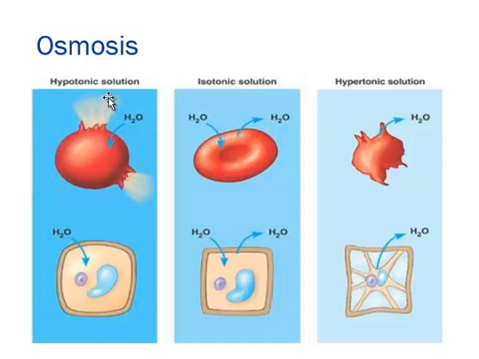The hypotonic solution, which means the outside of the cell, has less concentration than inside. So the water is going to seek the area where there's more stuff, which is inside the cell, and the cell is going to burst.